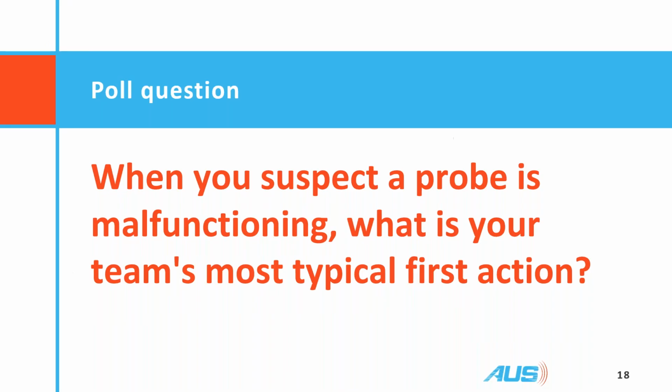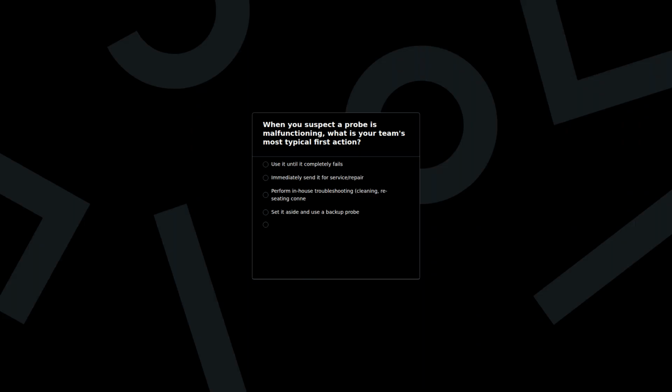We have another poll question, John. I see that right here. So when you suspect a probe is malfunctioning, what is your team's most typical first action? Select one of the following. Use it until it completely fails. Immediately send it for service repair. Perform in-house troubleshooting, cleaning, reseating, connection. Or set it aside and use a backup probe.